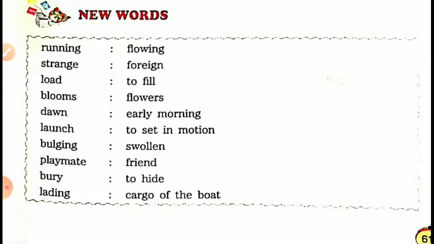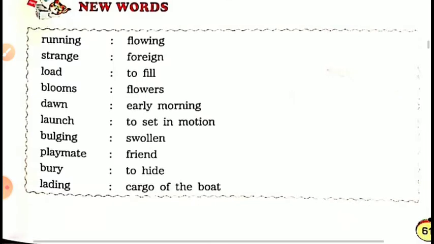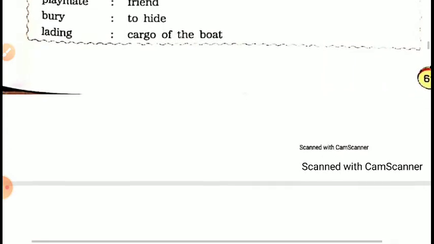The fifth word is dawn. Dawn means early morning. The sixth word is launch, to start, to set in motion. Then the seventh word is bulging. Bulging means swollen. The eighth word is playmate. Playmate means friend. The ninth word is bury. Bury means to hide. The 10th word is loading. Loading means cargo of the boat.